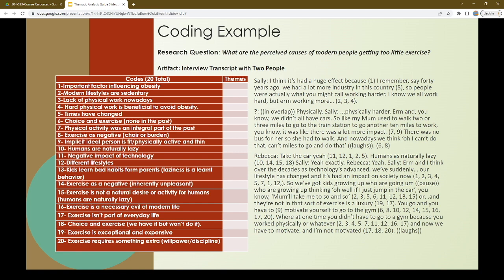Exercise being a negative that people view as unpleasant, exercise as not a natural desire for human beings, exercise as a necessary evil, exercise isn't a part of everyday life, exercise is a choice that we don't generally make. Exercise as something that is exceptional and expensive and not easily integrated into your lifestyle, and exercise requiring something extra in terms of willpower or discipline that perhaps goes beyond the typical person.